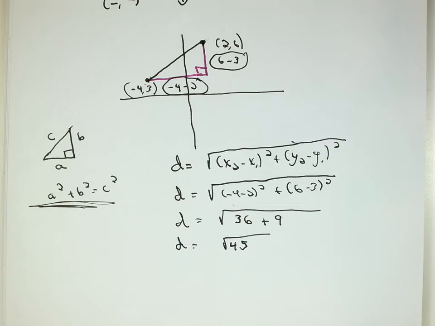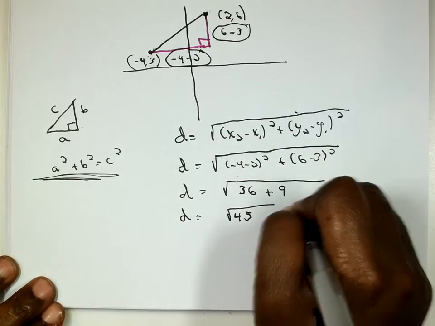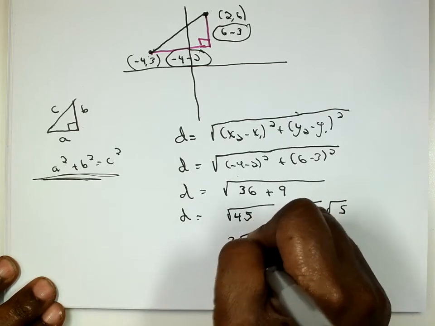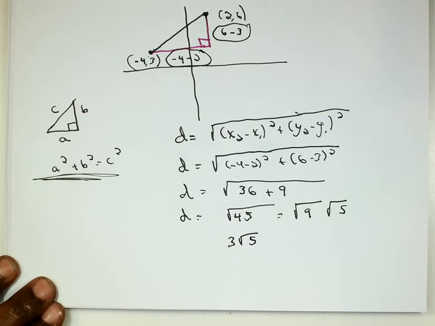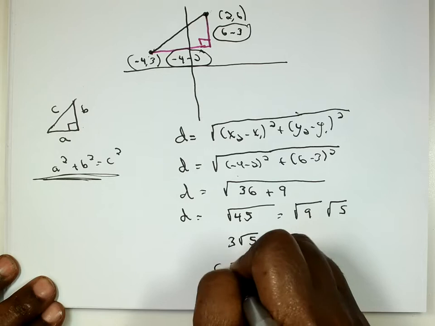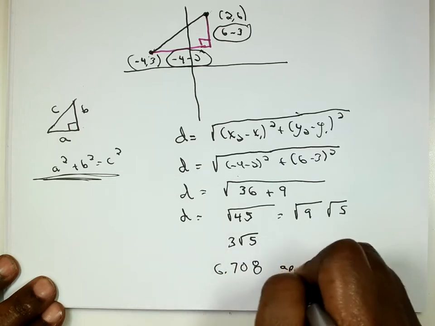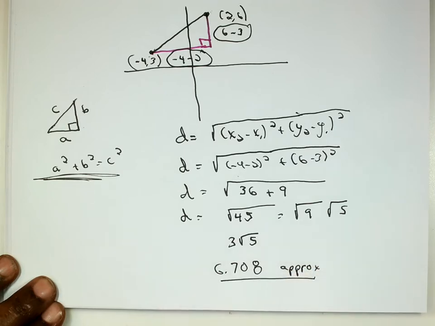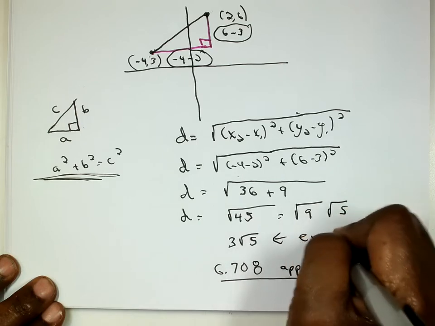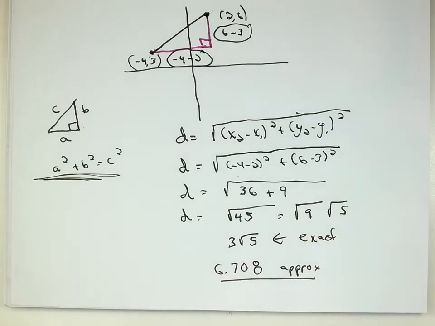Now there's 2 different ways we can express this. This is the exact answer. But if I'm leaving it exact, I still have to break it down with the radicals. So since 45 is 9 times 5, 9 being a perfect square, it would simplify to 3 times the square root of 5. If I really just want a number, which a lot of times I do, I'm going to plug that in my calculator. So square root of 45, and rounding it to 3 decimal places, I get 6.708. So that's my approximate answer. And 3 square roots of 5 is my exact answer.